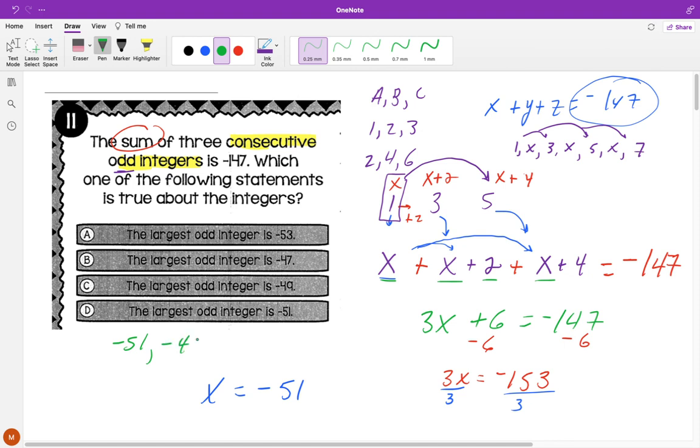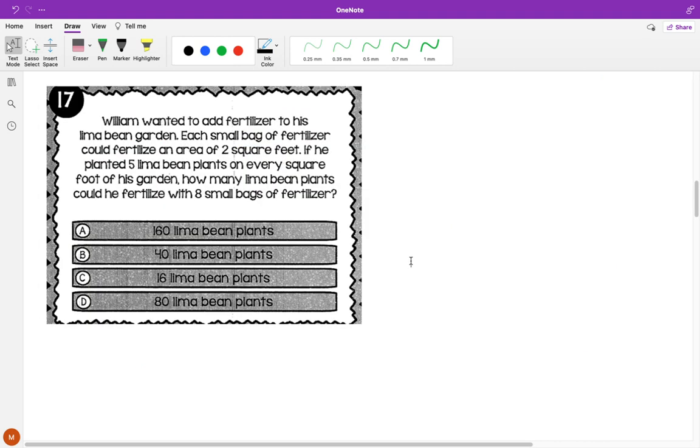So it would be negative 49. And then for the last one, add another 2, so negative 47. So these are the three consecutive odd integers that add to negative 147. And that means the largest odd integer for the question we had, this b, is negative 47.